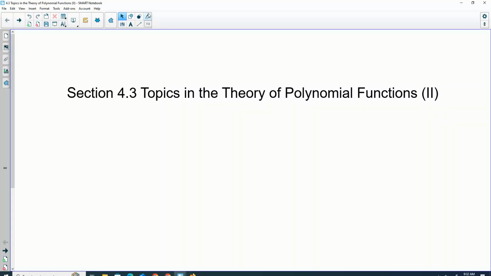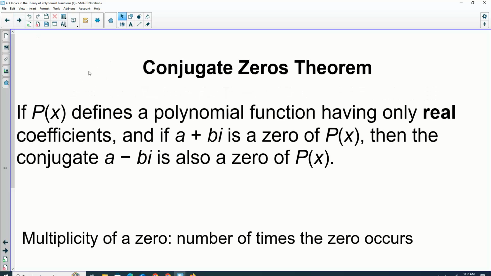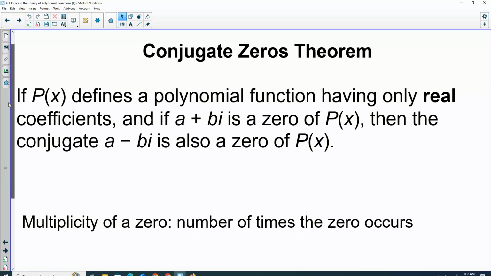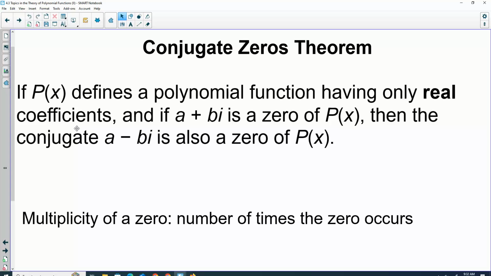What we need to know about imaginary zeros is what's called the conjugate zeros theorem. And it tells us if you have a polynomial with real coefficients, so if you're looking at a polynomial and it looks normal, there's no i's in it, if a plus bi is a 0, then a minus bi is also 0. So the imaginary zeros are going to come in pairs. If you have one, its conjugate is also going to work.